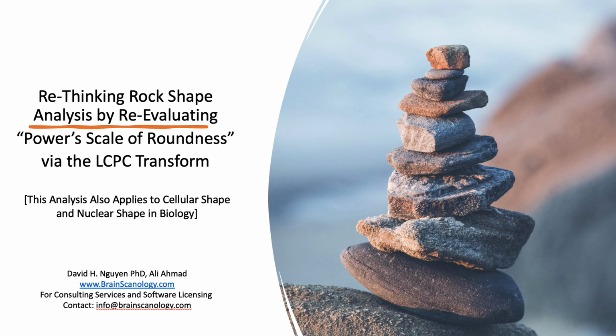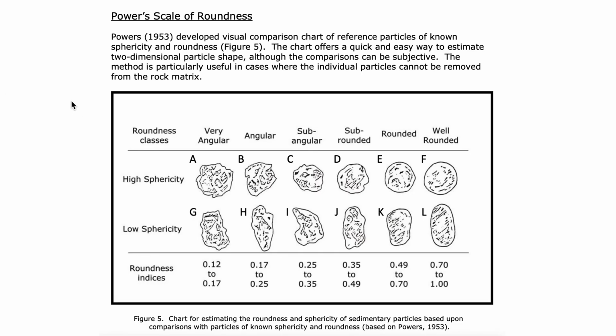In this presentation, we're going to apply the LCPC transform to analyze rock shapes, that is the shapes in the Powers scale of roundness. We're going to do this to show the depth of information that we can obtain through our technology by measuring shape without measuring area or volume.